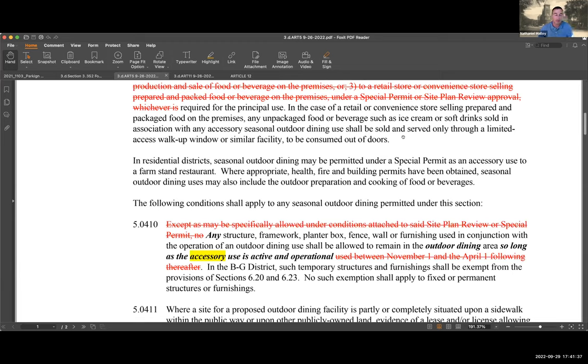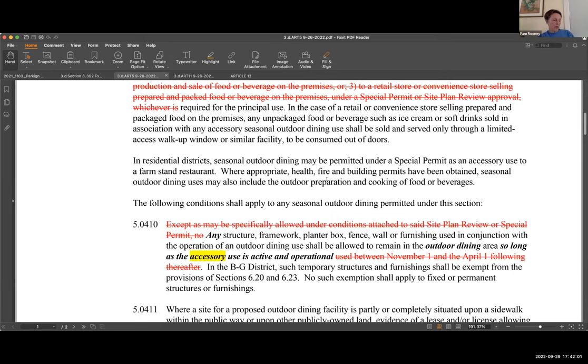Right now we are working on it. Staff is also looking at some things from Article 14, what we learned during COVID, and in addition to temporary uses, outdoor dining and some other things, how we can update that, including the farm stand piece. We're looking at that, but it's not being addressed at all in these changes.